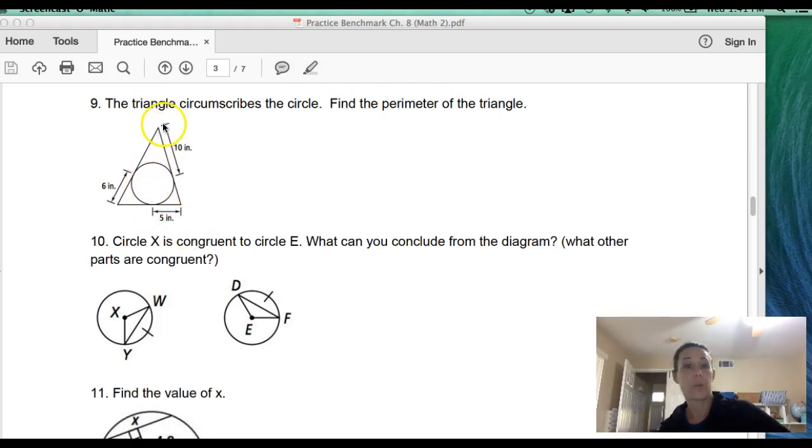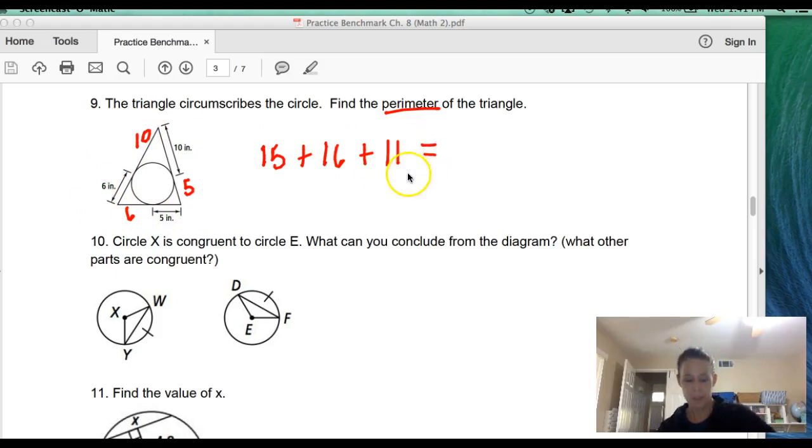So knowing that tangent rule, you have an external point and you have a tangent for the circle. And you know that because it circumscribes the circle, it's going to touch at a point. Okay, so each of these are going to be congruent. So if that's 10, this is 10. If that's 6, this is 6. If that's 5, this is 5. And then if you want the perimeter, you just add it up. So we have 15 plus 16 plus 11. And just add those numbers up and you're going to get 15, that's going to be 31, 41, 42. And there you go.